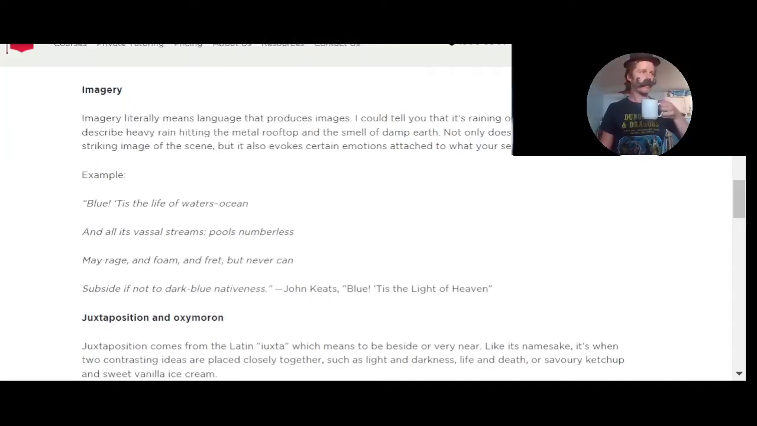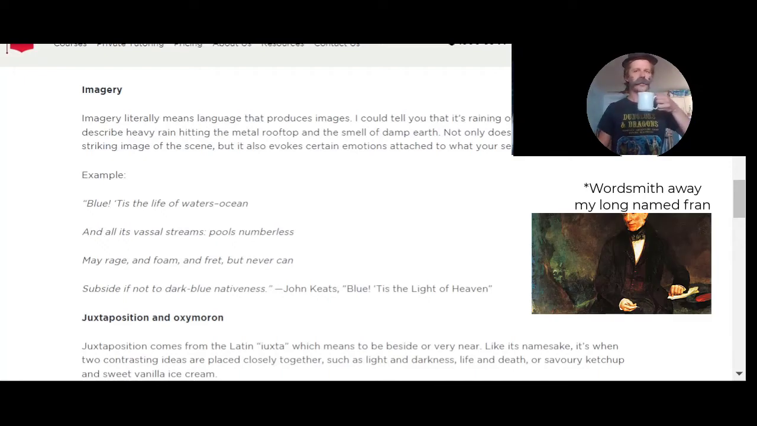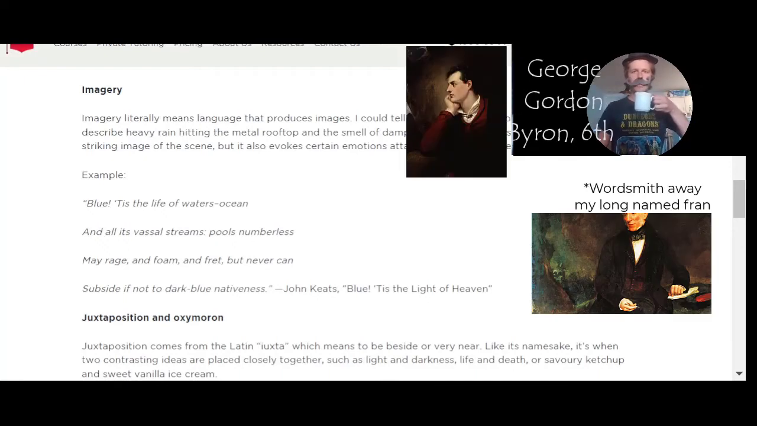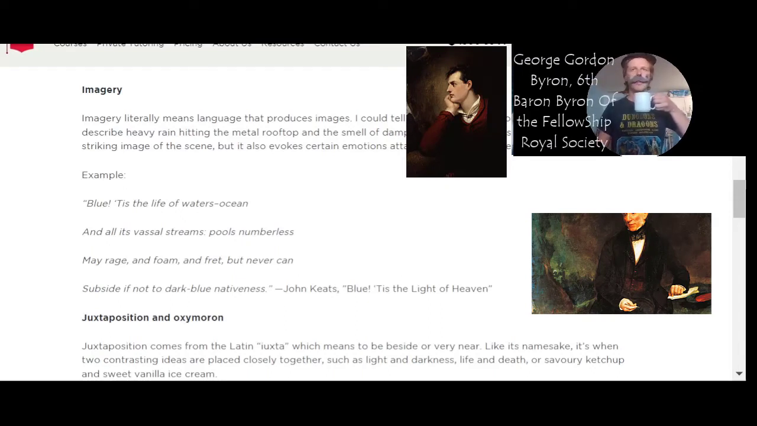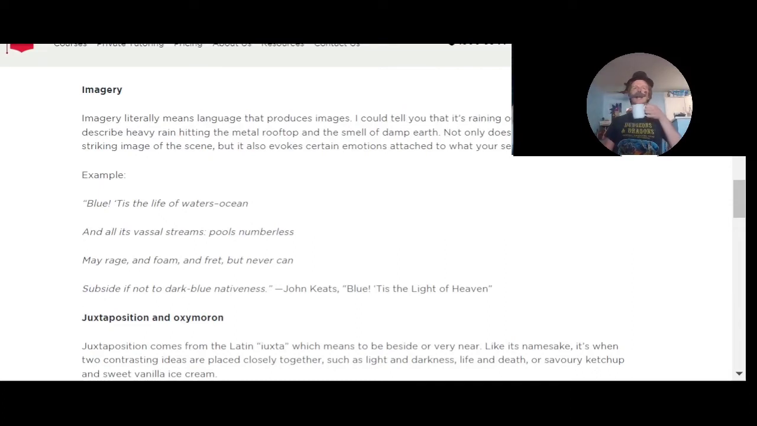Those American poets, they're not as good as us English. No, they're nothing like William Wordsworth or George Gordon Byron, 6th Baron Byron of the Fellowship of the Royal Society. Yes, he was quite the poet. Yes, the birth of Romanticism. Oh, those were the good days.